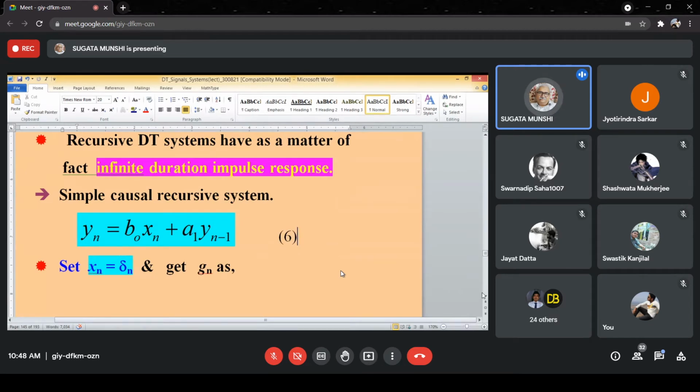So we are trying to illustrate or examine the impulse response of a simple causal recursive system, the first order system, represented by equation 6. So here also, if you just set xn equal to delta n, and under that condition, if you evaluate the output for different values of n, then you may form some idea about the impulse response.